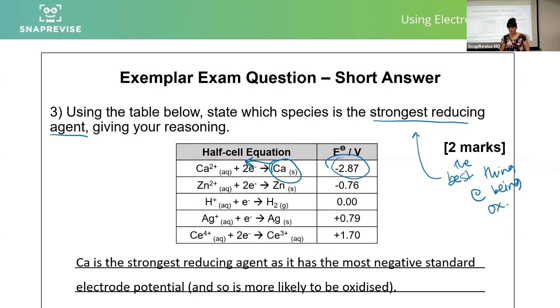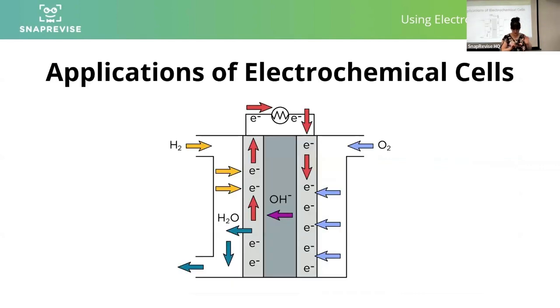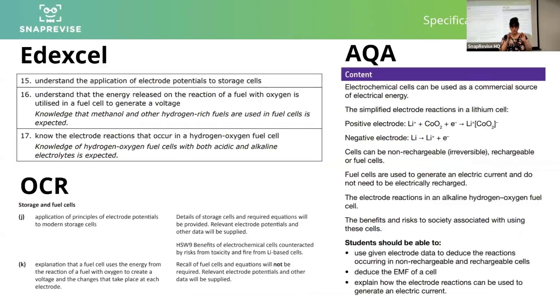And we can move forwards to applications of electrochemical cells. Like I said before, there is a little bit of discrepancy between the exam boards. They also are not hugely clear on exactly how much detail they like you to give. So use your specifications as much as possible to make sure you're not learning more than you need, because there's more detail out there than you need to learn, but also make sure you're covering the key points.